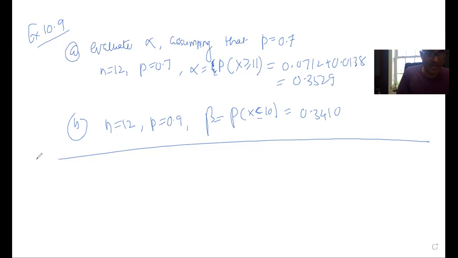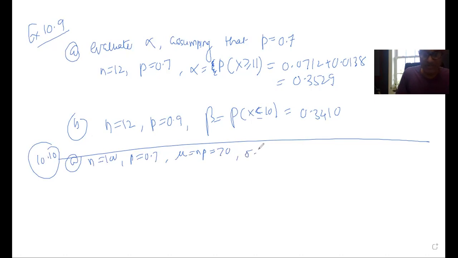So my example 10.10 says that for part A, n is equal to 100. My p was 0.7. What is my nu? Nu is equal to np, right? Chapter 4. That is equal to n times p. So if you multiply this, I'm going to get 70.